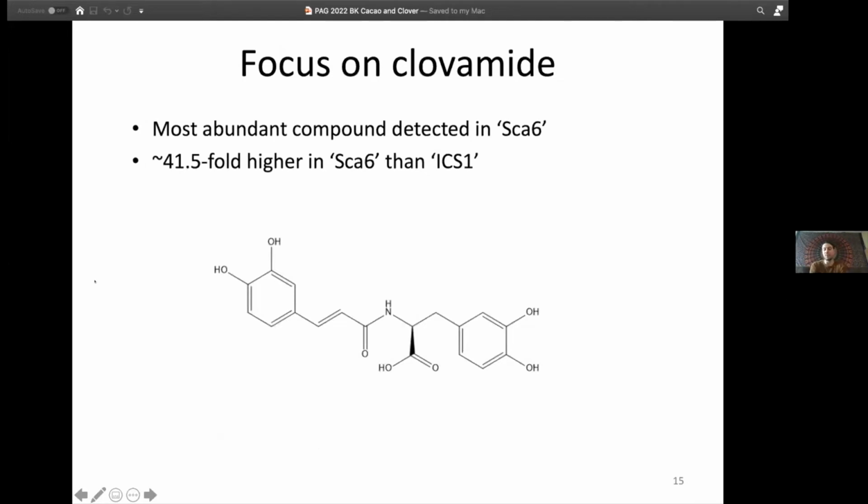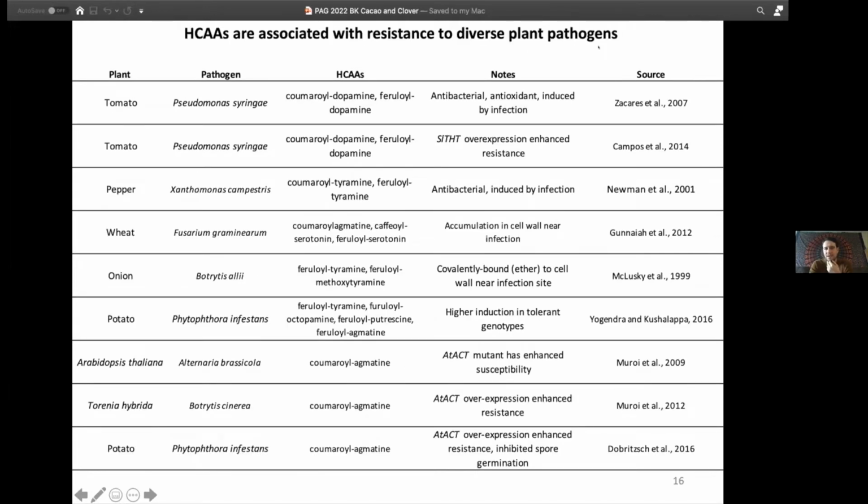So we decided to focus on Clovamide because, again, it was the most abundant signal in the Scavena 6 extracts, and it was about 40-fold higher in Scavena 6 than ICS1. And when we went to the literature, there's a lot of previous work that's been done on HCAAs, identifying them as important contributors to resistance in several different plant species against several different pathogens: bacteria, fungi, and oomycetes. So they come up a lot in the literature as important contributors, either as antimicrobial compounds directly, or antioxidant compounds, or cell wall reinforcers, because they can do phenolic oxidative coupling with lignin and stuff like that.